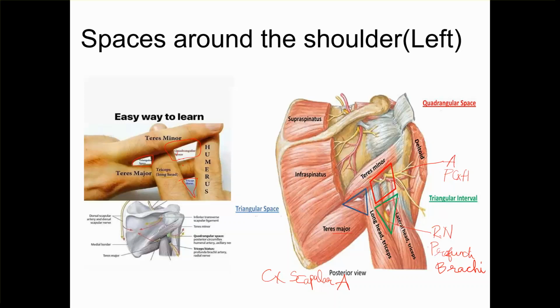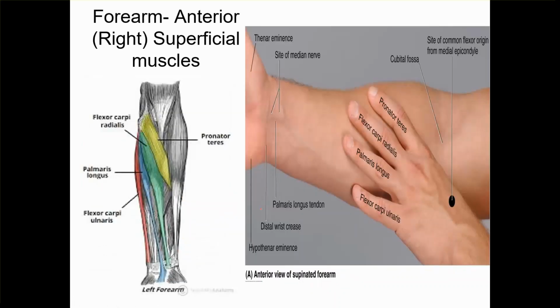Now I hope it's clear, the spaces around the shoulder and the structures present in them. Now coming to the forearm. Here you can use your hand. The left hand is kept over the right elbow. This is where you have to place your hand.